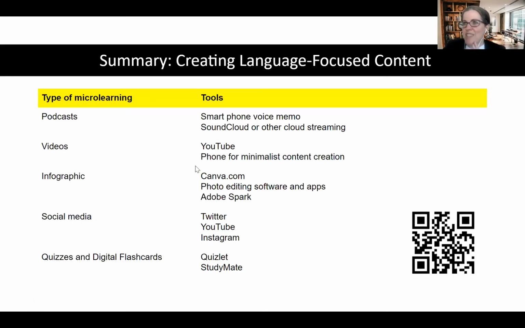But just to summarize, the main ways that microlearning can connect to multimodality: podcasts, so making a smartphone voice memo, using the built-in voice feature, and uploading or sharing it to the course. SoundCloud: 3 hours are free with SoundCloud, and then everything is for a fee. And then videos, YouTube, and then they can use the phone for what I call minimalist content creation. Also making infographics, like using canva.com, which is really quite good. And then Adobe Spark.